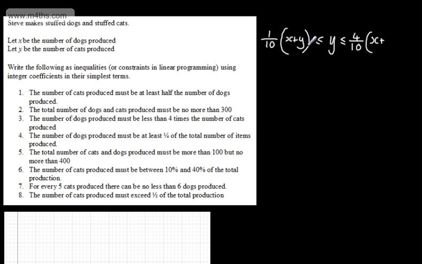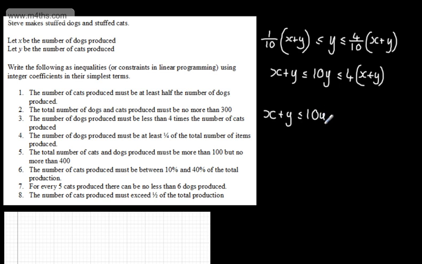You can, of course, write 10/100, or you could write 2/5. What I'm going to do at this stage is multiply through this inequality by 10. That will give me X plus Y, then 10Y, and then 4 lots of X plus Y. I'm going to split this into two inequalities. The first one is X plus Y is equal to or less than 10Y. So we can say that X would be equal to or less than 9Y. That now is one constraint.